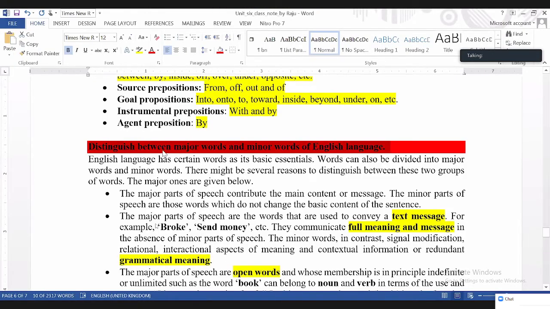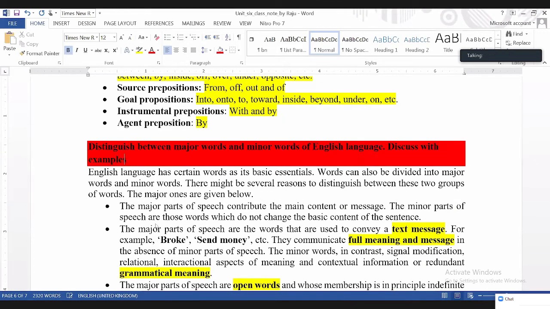Okay, now distinguish between major words and minor words in the English language. If such a question comes, with example, discuss with example. So English language has certain words as basic essentials. Or we can start like this: every language must have words.